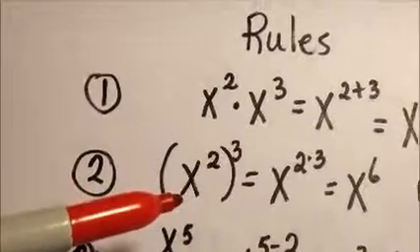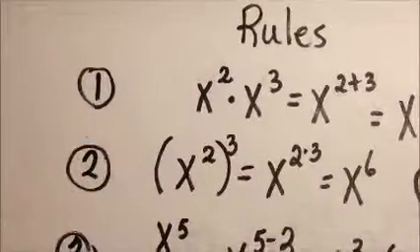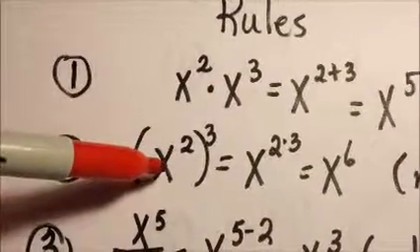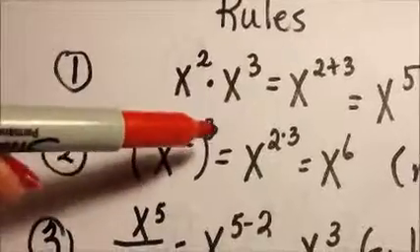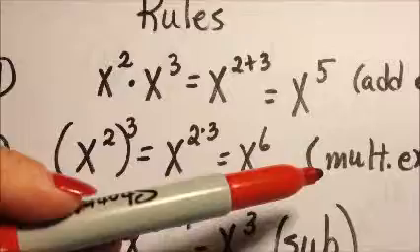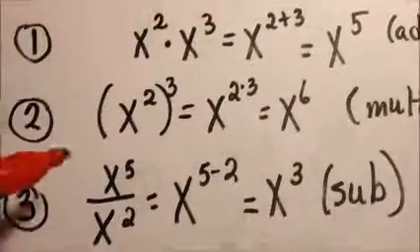Now, when we raise exponents to a power, we're going to multiply. Now, that doesn't make sense, but that's what we do. Then we end up with x to the 2 times 3, which is x to the 6. So we're multiplying exponents when we raise to a power. We're adding them when we multiply.